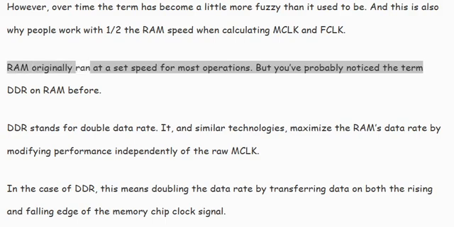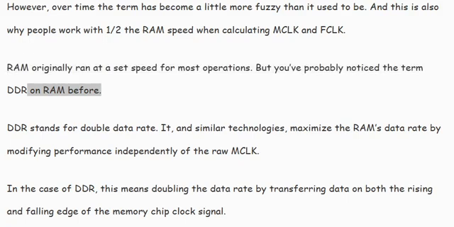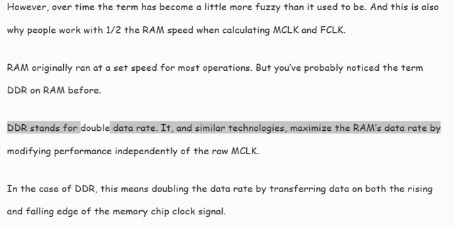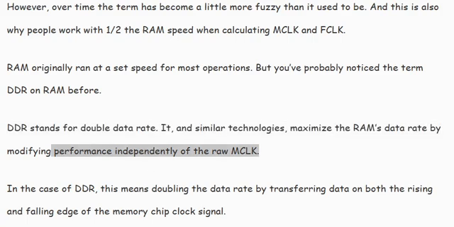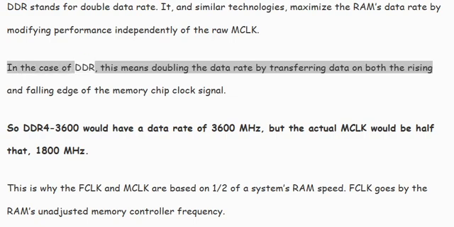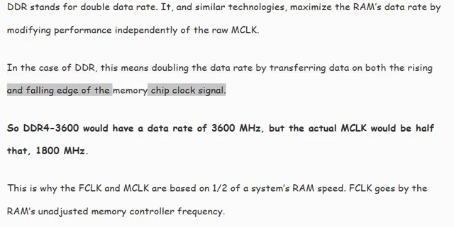RAM originally ran at a set speed for most operations. But you've probably noticed the term DDR on RAM before. DDR stands for double data rate. It, and similar technologies, maximize the RAM's data rate by modifying performance independently of the raw MCLK. In the case of DDR, this means doubling the data rate by transferring data on both the rising and falling edge of the memory chip clock signal.